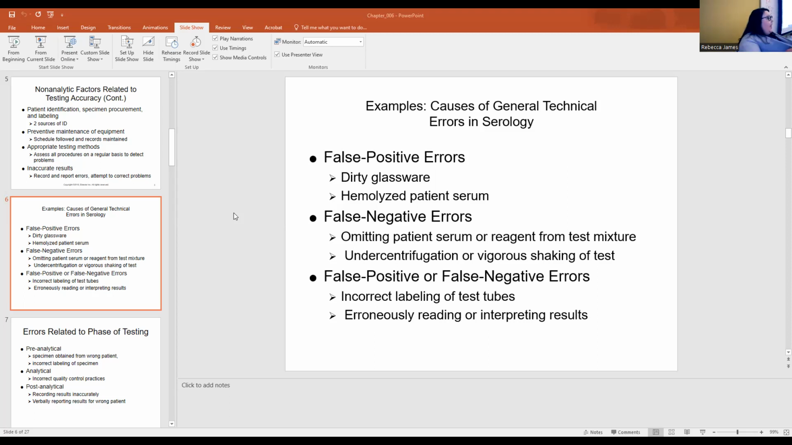So controls have to be done at least daily for the majority of stuff. I don't want to get too far ahead because I don't want to confuse you, but sometimes you might have to run controls once a day, so daily. Sometimes you might have to run controls twice a day. It just depends on your instrument and what you're testing for. Does that make sense?